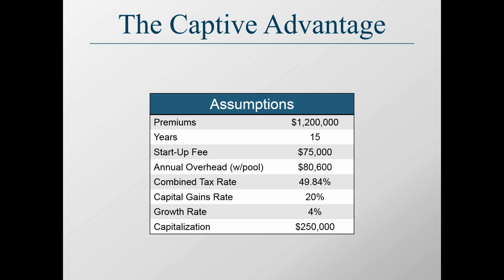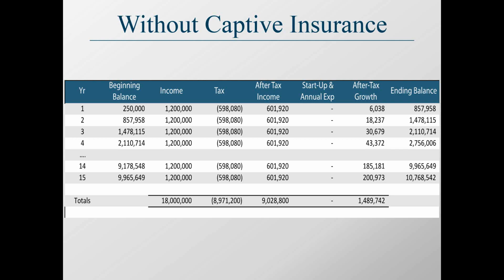We're going to assume a federal, a capital gains rate of 20%, because certainly in California, anybody who's liquidating this kind of money is going to want to move to Nevada or some other tax-free state for a year or two. We're going to assume a 4% growth rate on their investments. And so with that, if you did this without an insurance company, so if you just took $1.2 million a year out of the operating company and you put it in a savings account, you'd obviously pay tax of about $598.